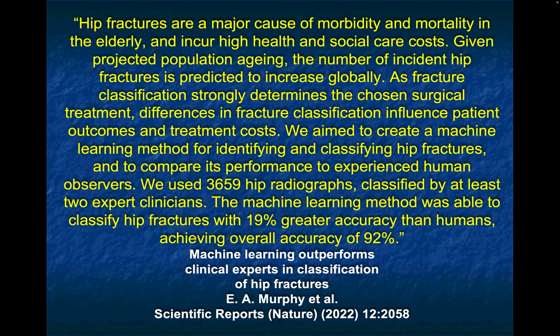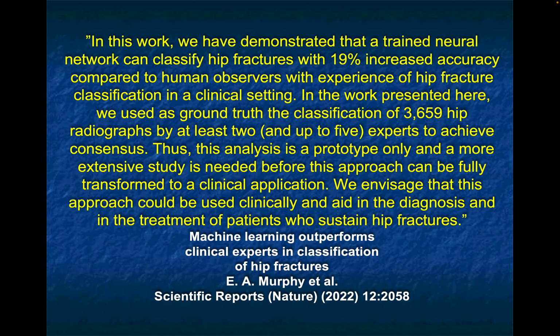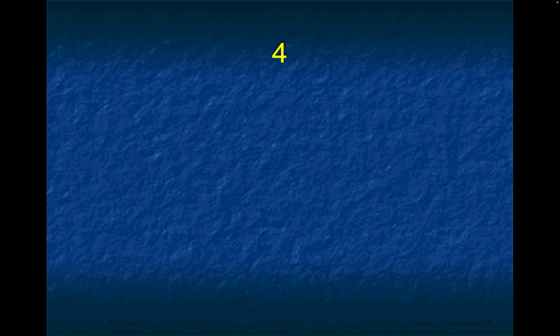In this article, the machine learning method was able to classify hip fractures with 19% greater accuracy than humans, achieving overall accuracy of 92%. Hip fracture seems to be one of the easiest things, but machine learning can really make a big difference, according to this article. We envisage that this approach can be used clinically and aid in the diagnosis and the treatment of patients who sustain hip fractures. So again, very, very good results for a very practical problem.